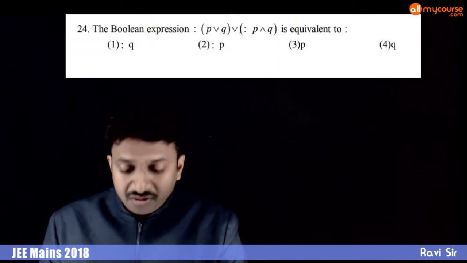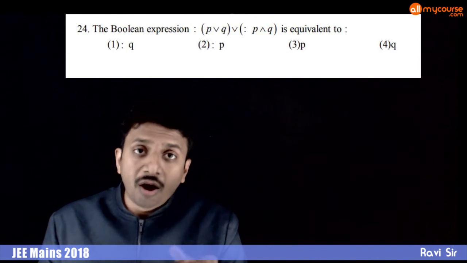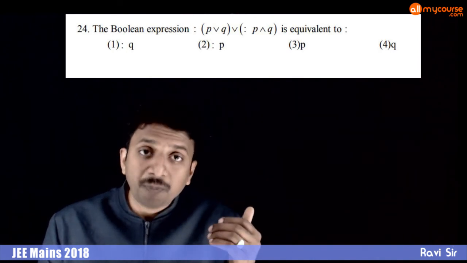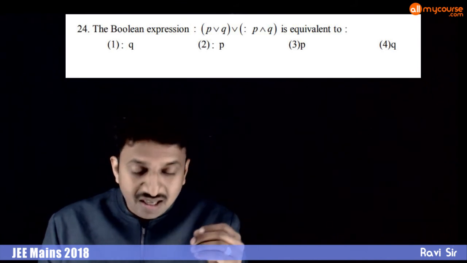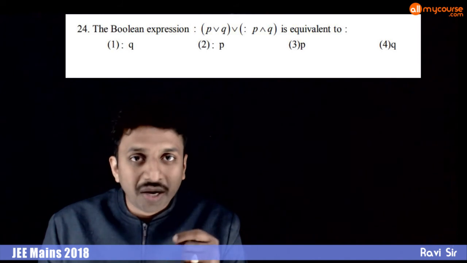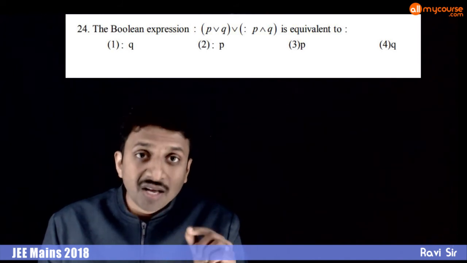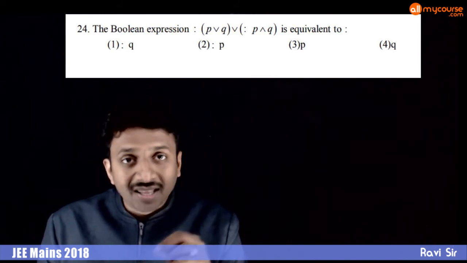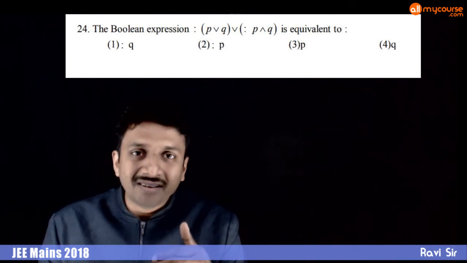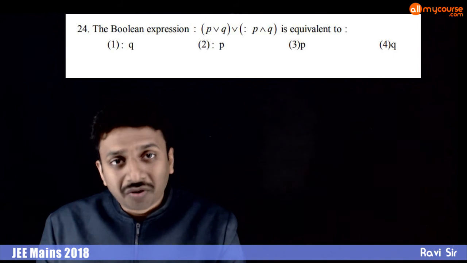Question 24. The Boolean expression not of (P or Q) or (not P and Q) is equivalent to what? The answer is not P, the negation of P. You can very easily find this answer if you draw the truth tables.